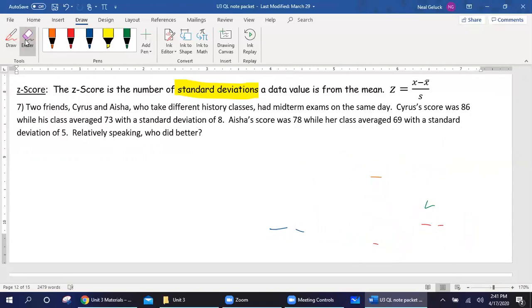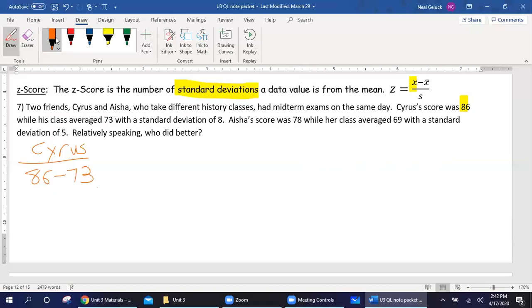Okay, so we do have a formula, because those numbers I gave you were nice, pretty numbers. Not every number is a perfect amount of standard deviations. So we do have this formula, z equals x minus x bar over s. So on number 7, 2 friends, Cyrus and Aisha, taking different history classes, had midterm exams on the same day. Cyrus's score was 86, while his class averaged 73. We're going to find his z-score. So Cyrus's score, that's going to be the x value. So 86 is going to be the x value for Cyrus. We're going to minus the mean for his class. His class averaged a 73, it said. And we're going to divide by the standard deviation for his class, which was 8. This is the z-score for Cyrus.